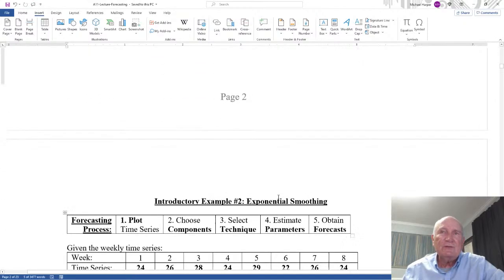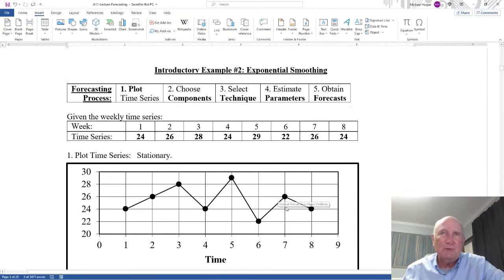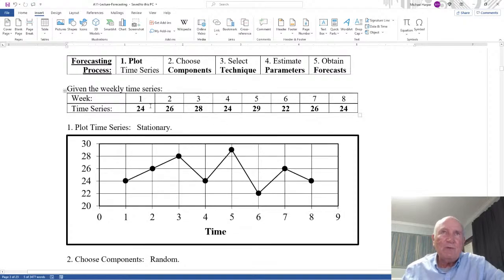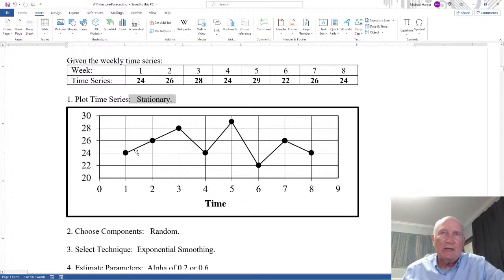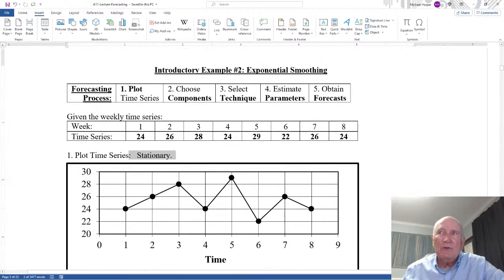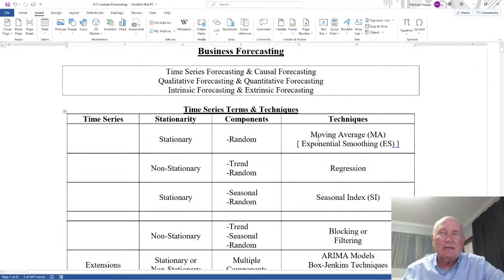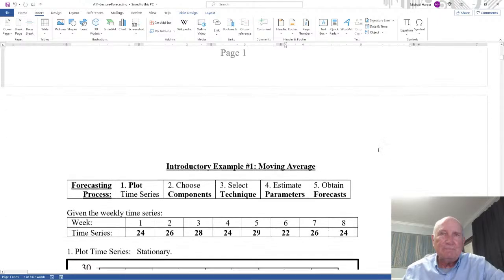Okay, introductory example number 2, exponential smoothing. We have the same weekly time series. We have a stationary time series and a random component. Notice up here the second technique is exponential smoothing. So let's look at that.